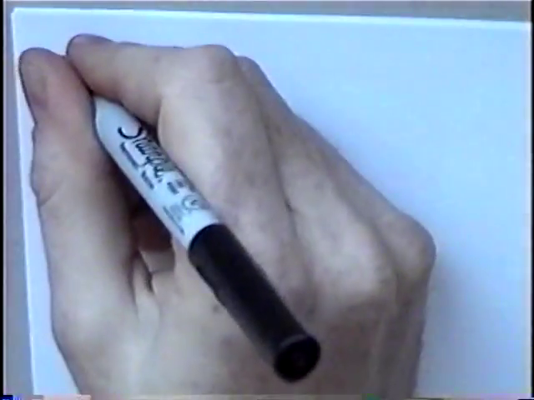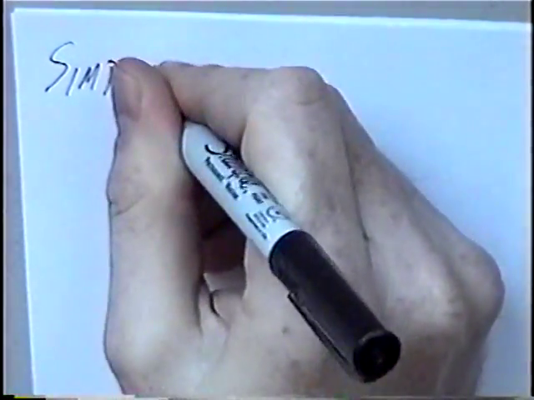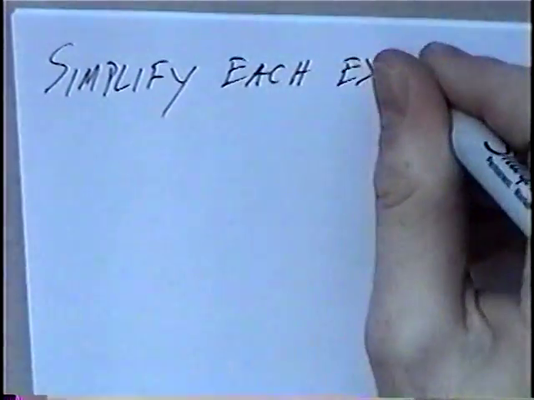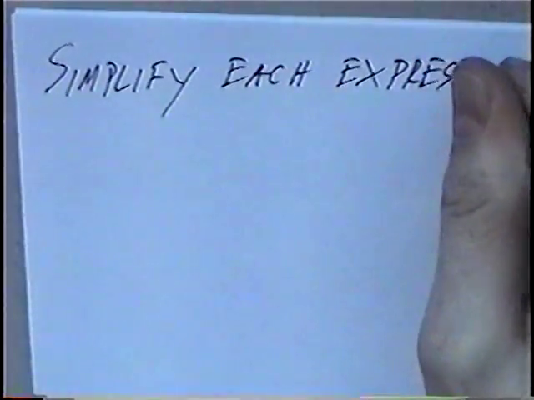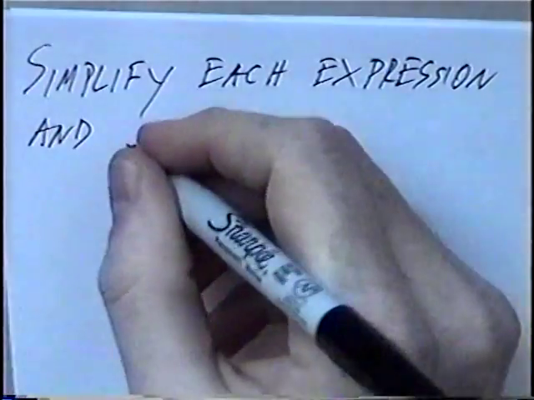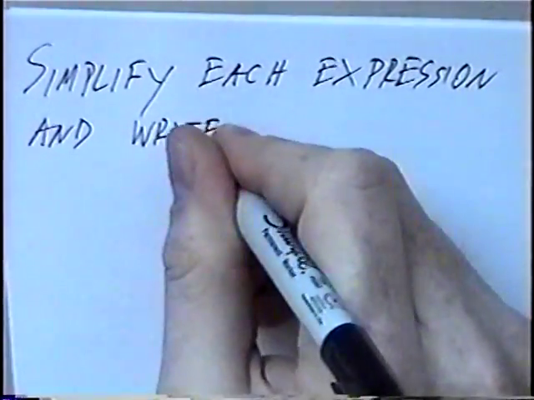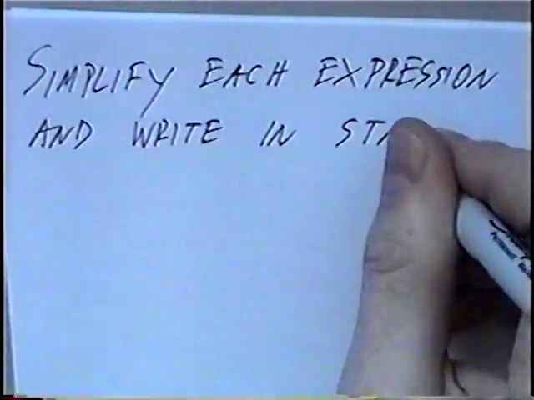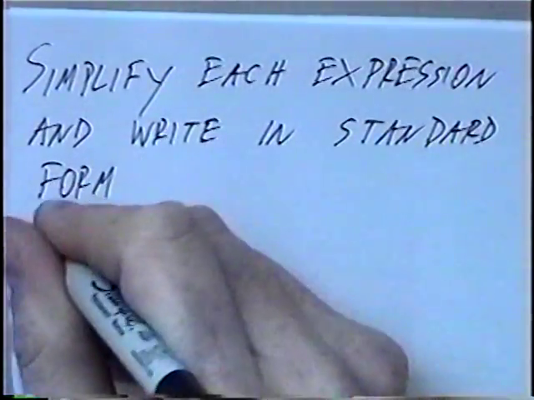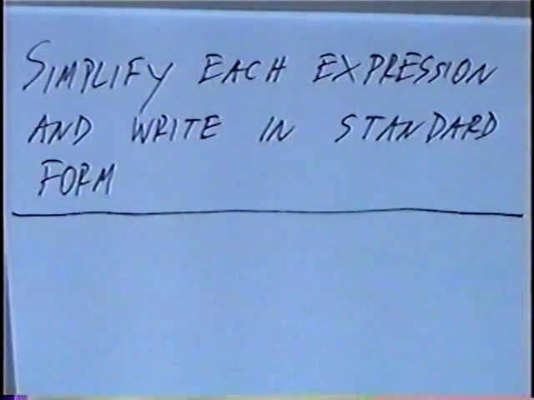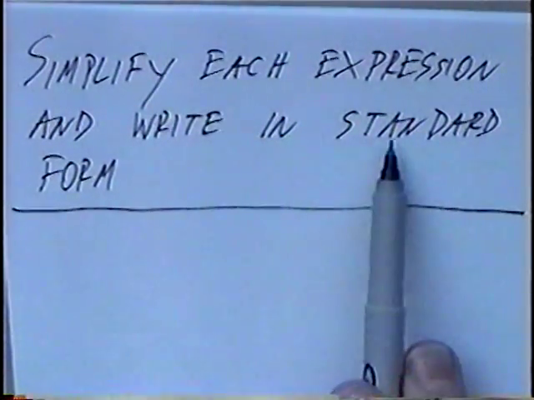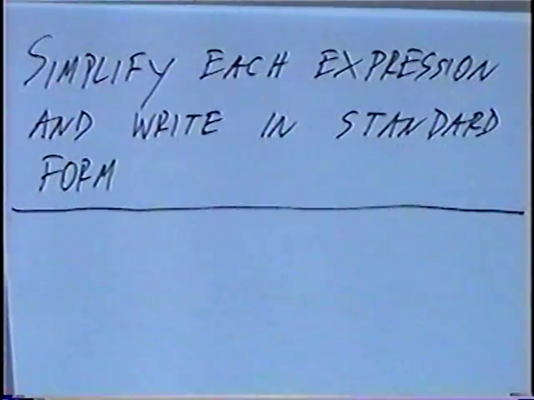Title of the last section today is Simplify Each Expression and write in standard form. In this section, we'll simplify algebraic expressions and write in standard form, which, if you remember, standard form is ordered from highest exponents to lowest exponents.